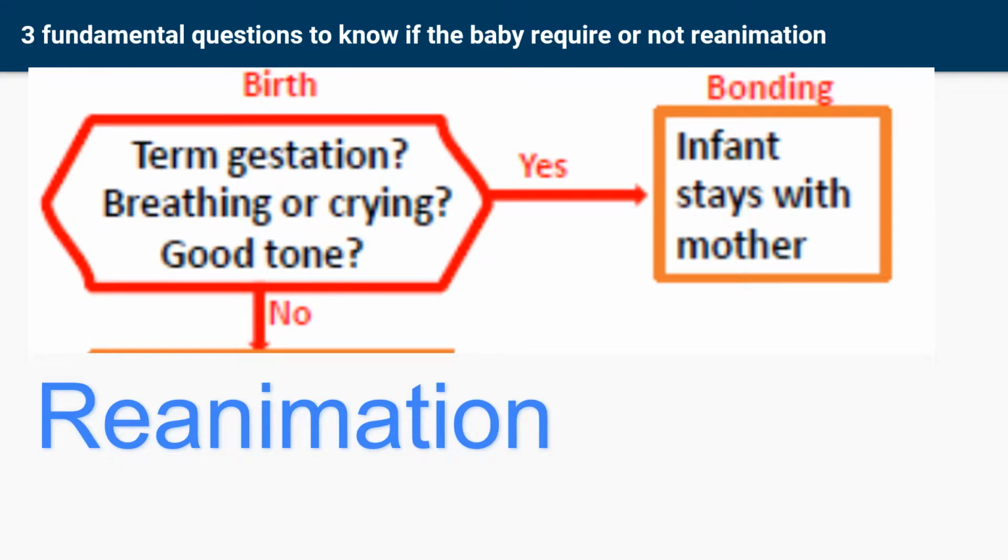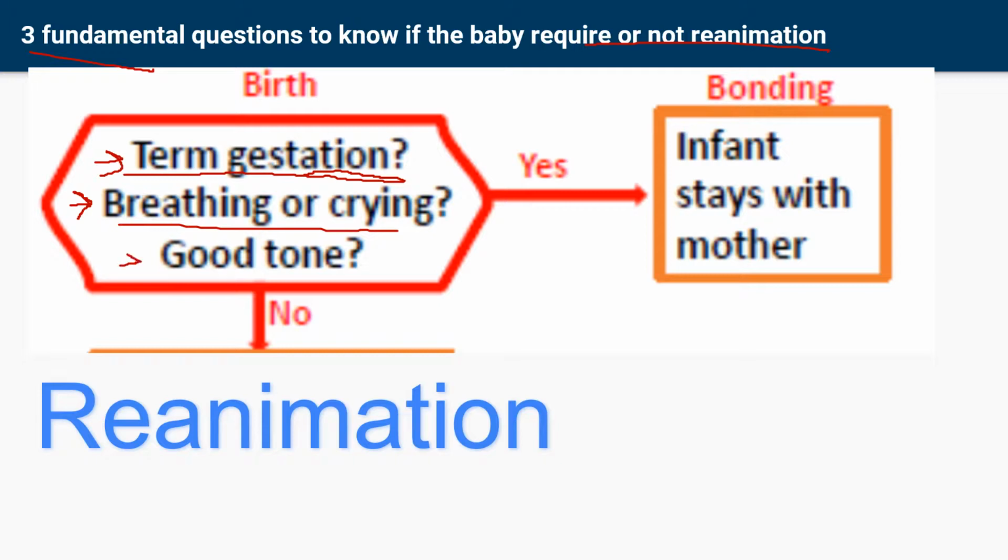So these are the 3 fundamental questions to know if the baby will require the reanimation or not. Term gestation, this is the first. For all the babies that are preterm, you need to perform the beginning of the reanimation, to be assured that the baby is okay. You cannot give bonding immediately. You need to perform a little reanimation. That is, maybe you don't do anything, but it's to do the 5 important first things. And the second question is whether the baby is breathing or crying.